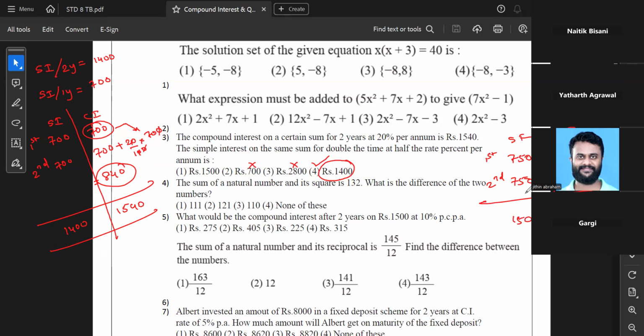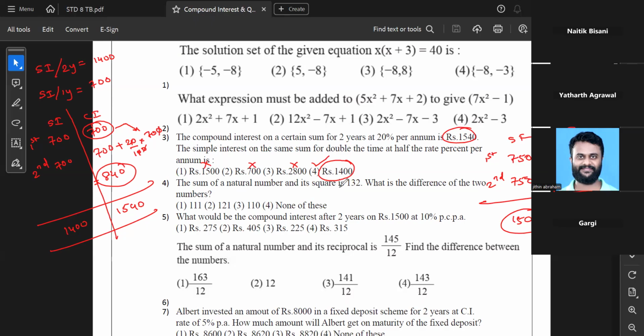Now let me check the compound interest. First year, definitely it will be 750. The second year will be 750 plus 20% of 750. That gives you 150. 750 plus 150 gives you 900. So 750 plus 900 gives you 1650. So if my simple interest for 2 years is 1500, then the compound interest will be 1650, which is not matching with my original figure. Therefore, this will not be my answer. Only 1400 will be my answer. So this is a logical approach which I have given you.